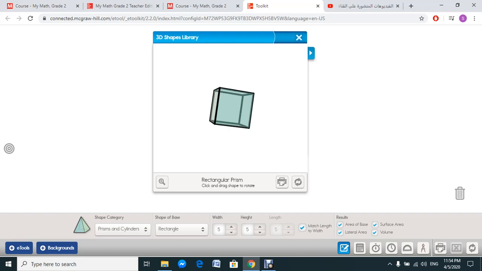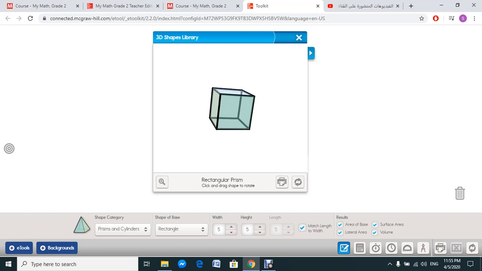So let's count how many faces the cube has. Notice that it has 1, 2 here and 3, 4 back. 1 up and 1 down, that makes 6. Count them again. 1, 2, 3 and 4 back, 5, 6. So the cube has 6 faces.